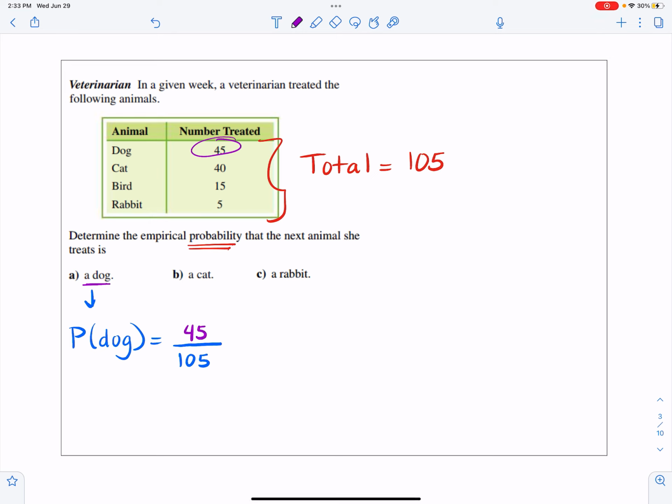And then if you can simplify, which we can here, 45 and 105 are both divisible by 5. That would simplify to 9 over 21, and then I can do it again, because 9 and 21 are both divisible by 3. So this would simplify all the way down to a fraction of 3/7. And I would do the exact same thing for B and C. Take the number of cats divided by the total, take the number of rabbits divided by the total.